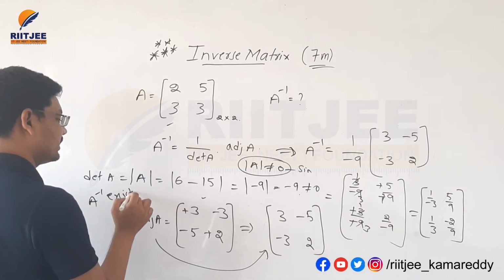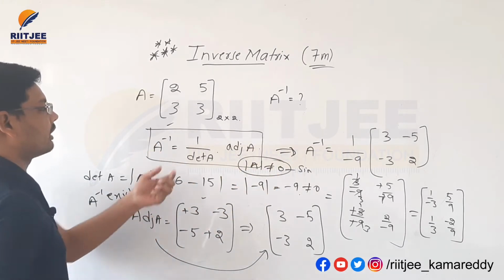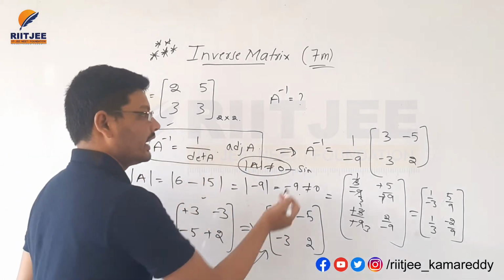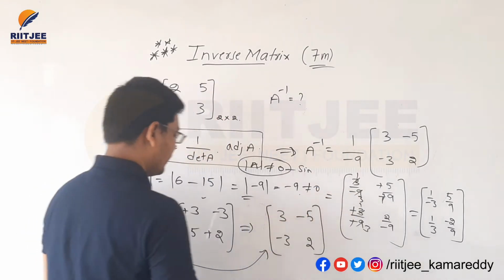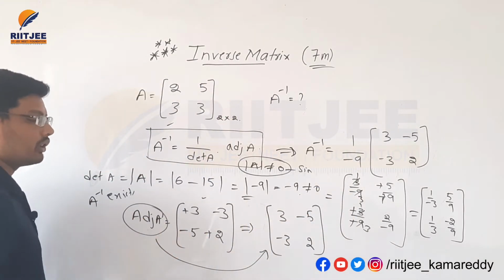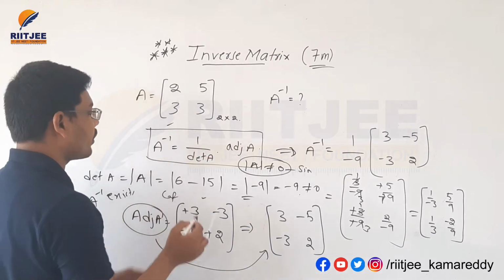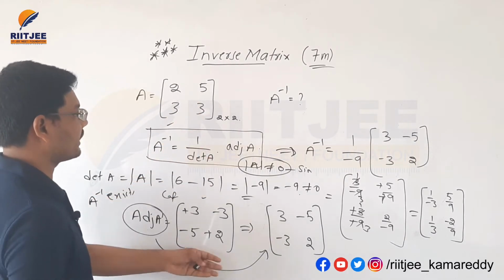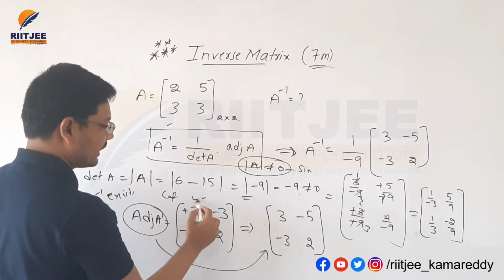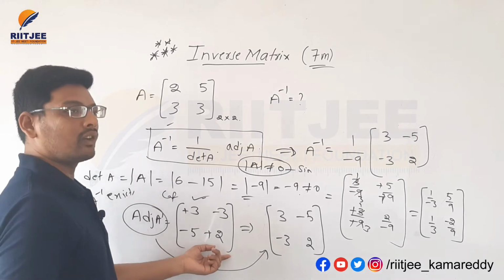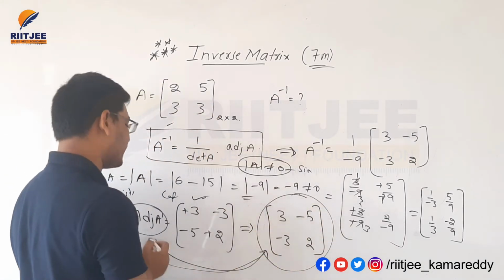A inverse exists here, and the A inverse formula is A inverse equal to 1 by det A into adjoint A. Here we got minus 9 as the det value, and we need to find the adjoint matrix. If you want to find the adjoint matrix, first we need to find the cofactor matrix for this 2 by 2 matrix. For 2, for 5, for 3 and for 3 we are finding this value. After getting the cofactor matrix, we need to transpose it. This is the adjoint matrix here.